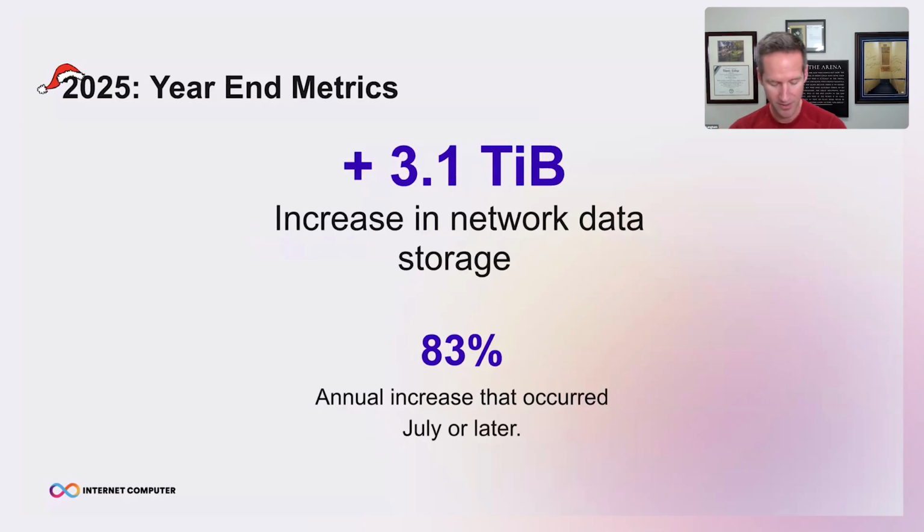All right, moving right along. So here we go. Another way to measure the network is how much data is being stored within the network. We saw it go from just around 7 terabytes to 10 terabytes now, an increase of 3.1. And this is one where you just see the second half of this year is where we saw most of it. 83% of that 3.1 terabytes was gained since July. And so I think that's one that we're starting to see some pretty rapid growth in, and that's obviously exciting. That comes back to that ICP burn, as obviously you have to keep paying to keep your data hosted on ICP. So really positive there. Next slide, please.